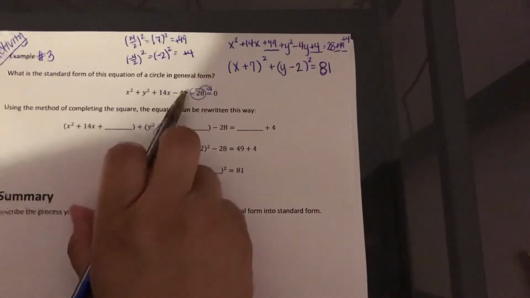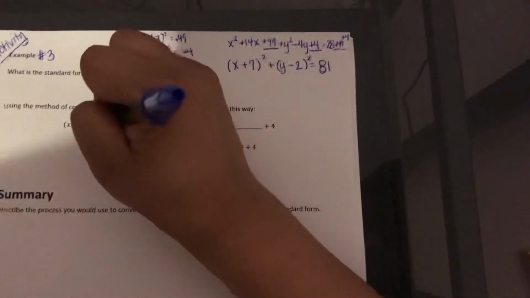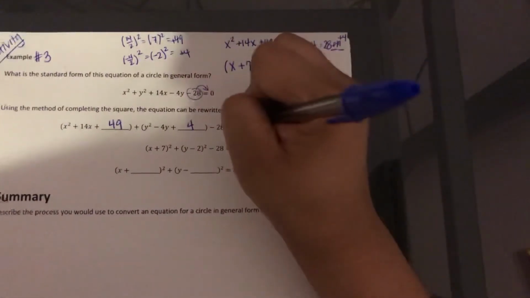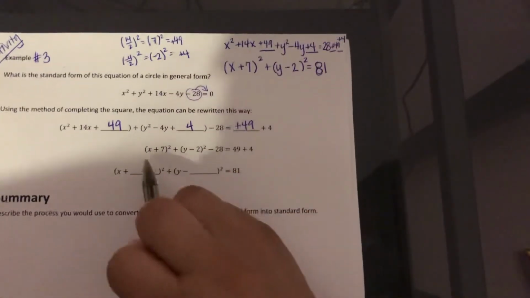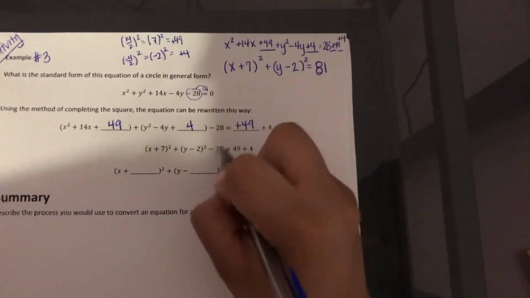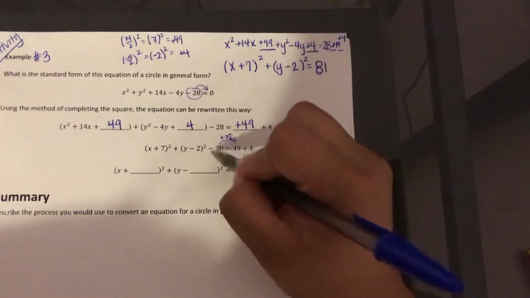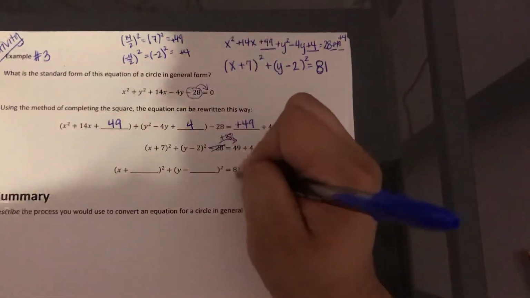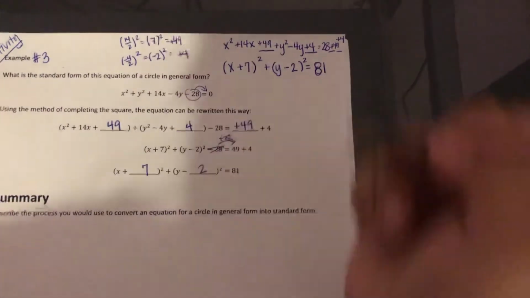Okay, they said use this method to complete the square, and it can be written this way. So right here, this is where I put my 49. This is where I put my 4, and we also did plus 49 here, and we did plus 4 there. So they went ahead and rewrote what I had there. They didn't move the 28 until the very end. I do not like to do that at the end. I feel like the 28 could get lost with my other numbers, so I move it at the beginning, but they did it at the end. And still got 81, and this was X plus 7, and this was Y minus 2.